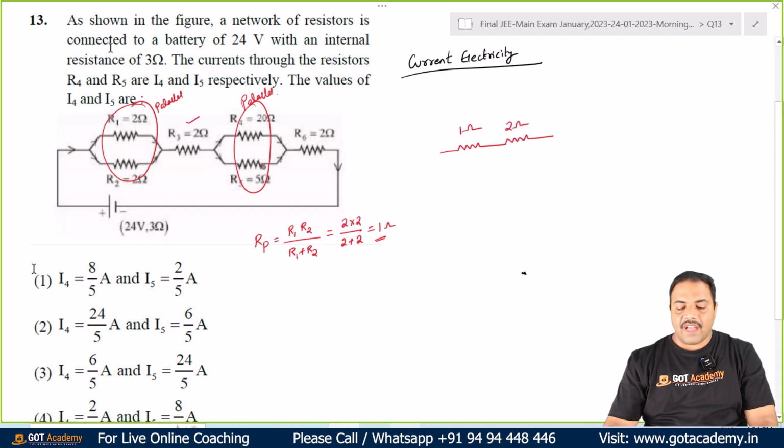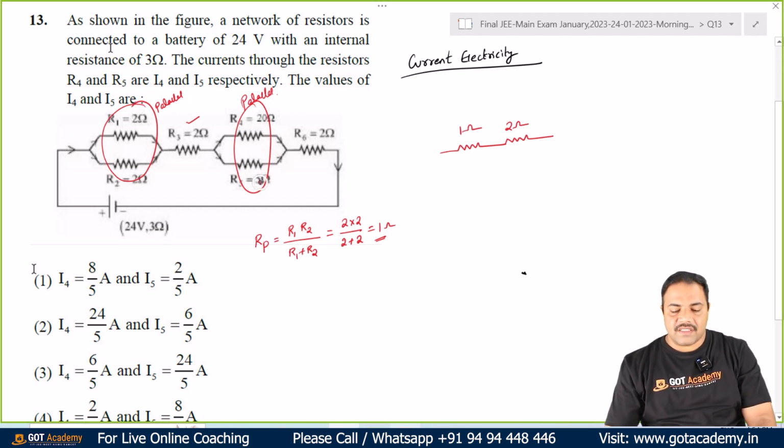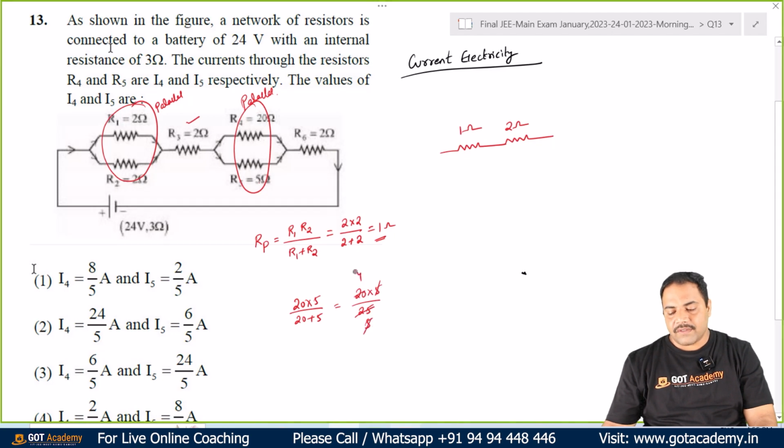Very next to that, we have 20 and 5 ohms in parallel. So we have to simplify this, isn't it? So 20 and 5: 20 into 5 by 20 plus 5, which is equal to 20 into 5 by 25. So 5 5s are 25 and 5 4s are 20. So this is 4. So the answer is 4 ohms.